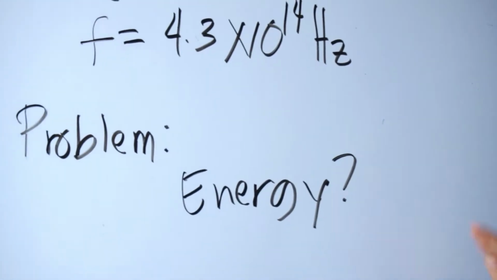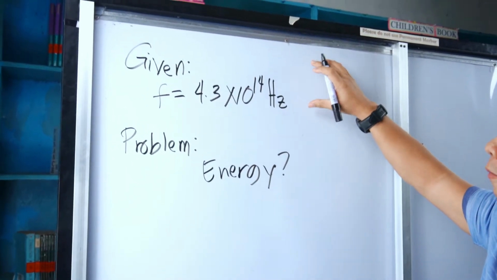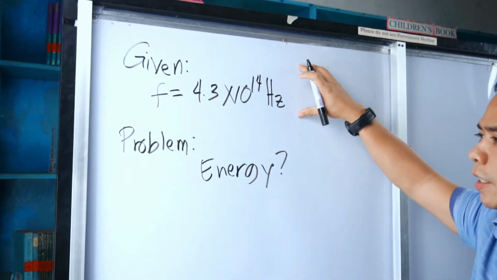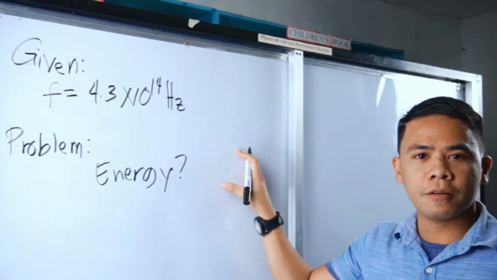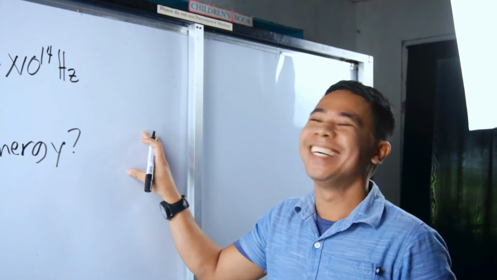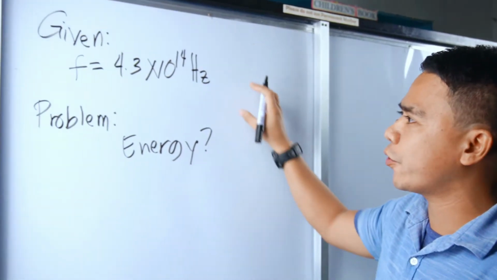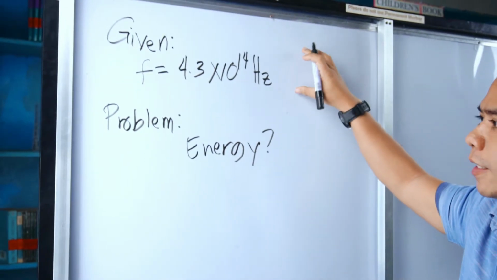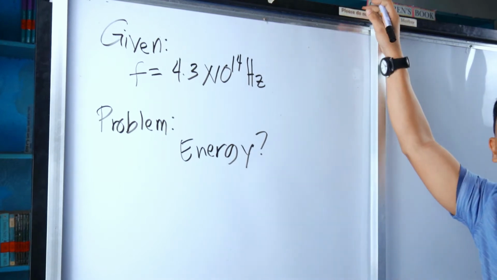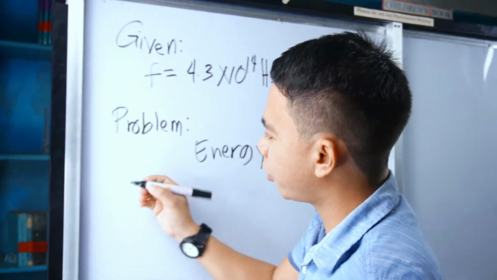Since we have the problem, we have a given situation to solve, which is the frequency. Then the problem is the energy based on this frequency. And now, how are we going to solve the problem? We have the problem of how to compute the energy of a given frequency. By using physics, we're going to use an equation to solve the problem. So, equation.